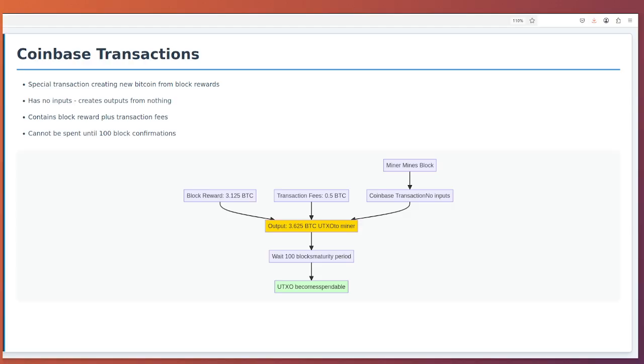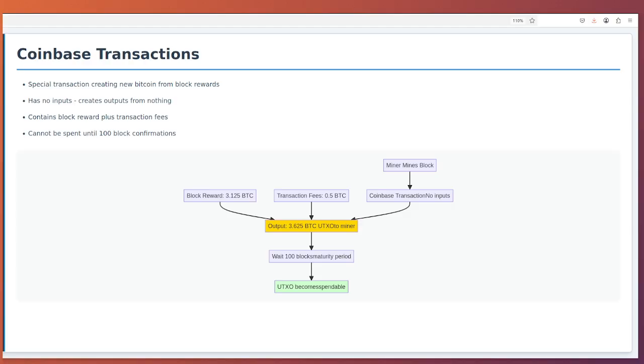The Coinbase transaction has no inputs, or rather, its input is a special null input that does not reference any existing UTXO. Instead, it creates outputs containing the block reward, which currently is 3.125 Bitcoin after the 2024 halving, plus all the transaction fees from transactions in that block. These outputs are the miner's payment for mining the block.